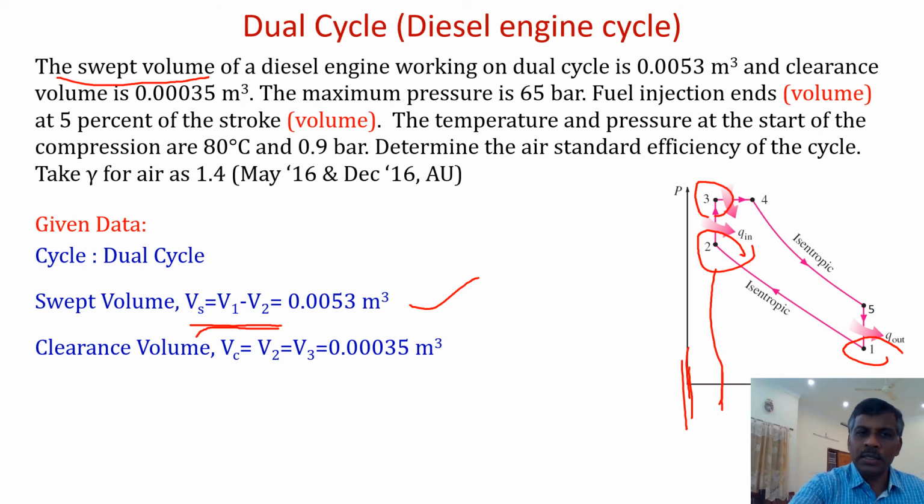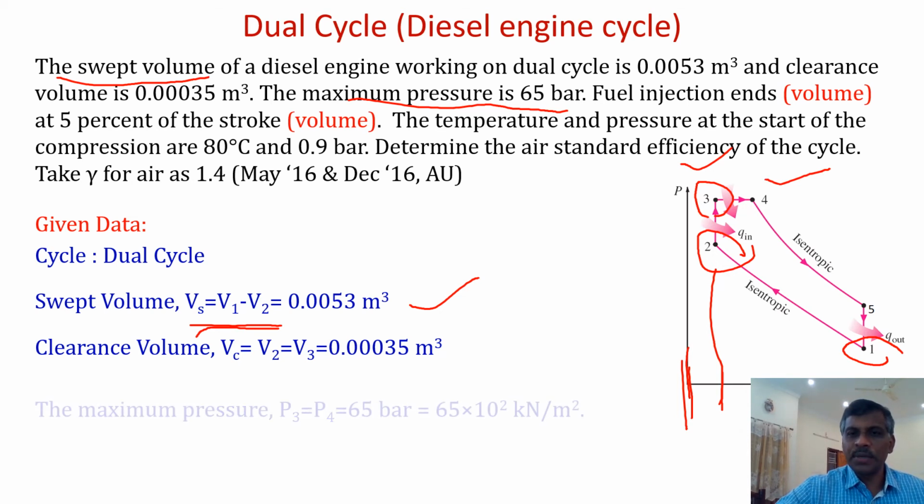Then they have given the third data, which is the maximum pressure. You know that maximum pressure is P3, which is equal to P4. So they have given two data. Maximum pressure means P3, which is equal to P4, given as 65 bar, into 10 to the power of 2 to give it in kilonewton per meter square.